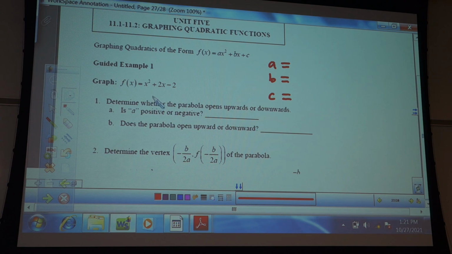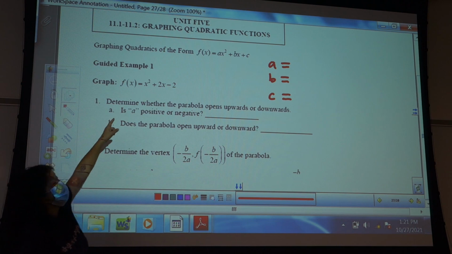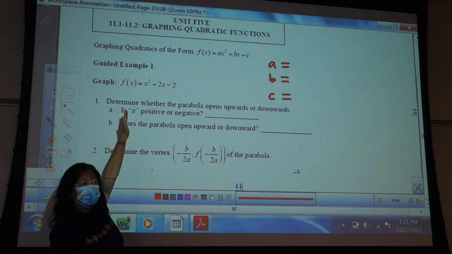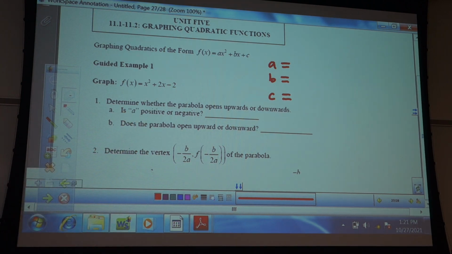Okay, so what's A? What's the invisible number in front of x squared? 1. Whenever there isn't a number in front of x, there's an invisible 1 in front of it. Everybody on board? So my A is 1. What's my B? 2. What's my C? -2. Don't forget the negative.